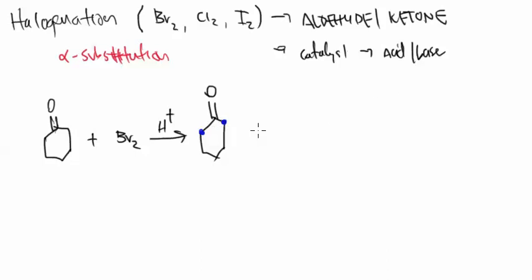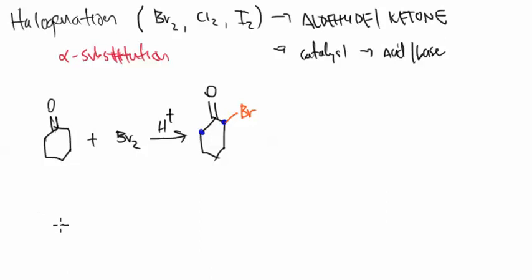I'm just going to pick the one over to the right-hand side, and what we see is that a new group comes on, it kicks the hydrogen off, and one of the bromines go on in that location. So that's the acid-catalyzed halogenation of an aldehyde or ketone. Okay, well, let's take a look at another example.